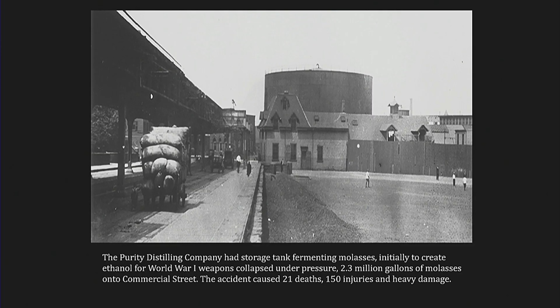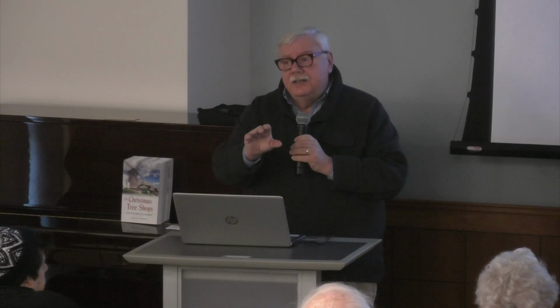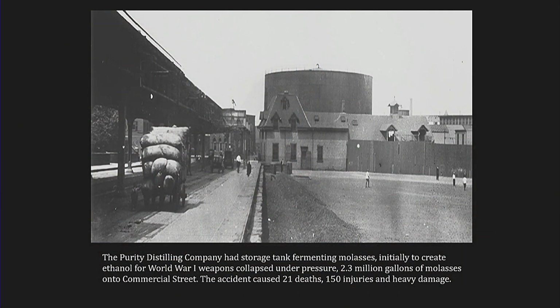Well, this is an area that was called Commercial Street. Now, Commercial leads on to Atlantic Avenue, and you can see an elevated railway. Now, you're all too young to remember the elevated railway that went from Sullivan Square in Charlestown to Forest Hills and Jamaica Plain, but there was an elevated railway that connected North Station and South Station. And seen here, this area was a place adjacent to the Copp's Hill burial ground. Well, the Purity Distilling Company had a storage tank, seen in the distance, for the fermenting of molasses, initially to create ethanol during World War I, as weapons were used, and of course they collapsed under pressure.